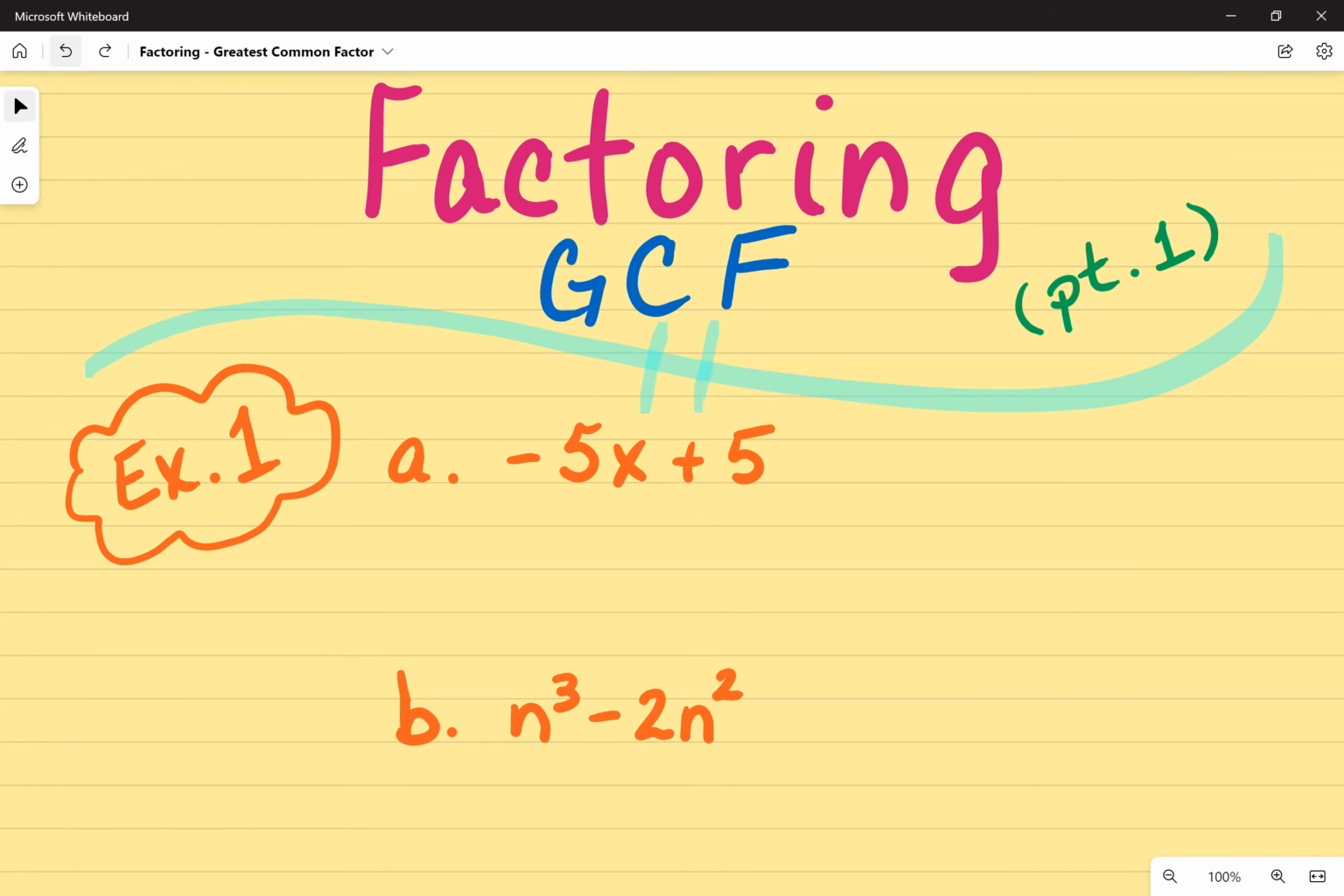So if I'm looking at my first term, which is negative 5x, and then I'm looking at my second term, which is 5, I notice they both have a 5 in common. So that's the biggest number that they have in common. So I'm just going to go ahead and bring out a 5.